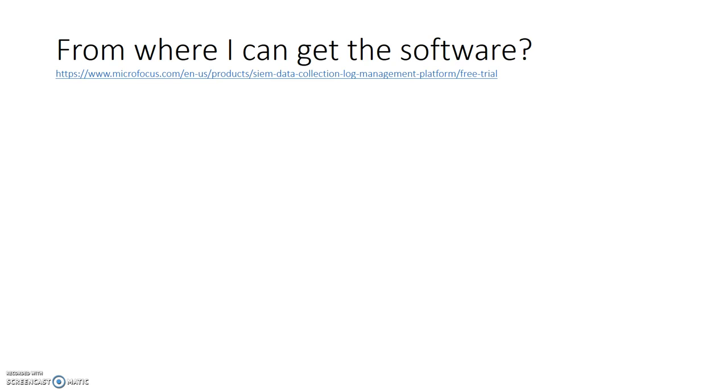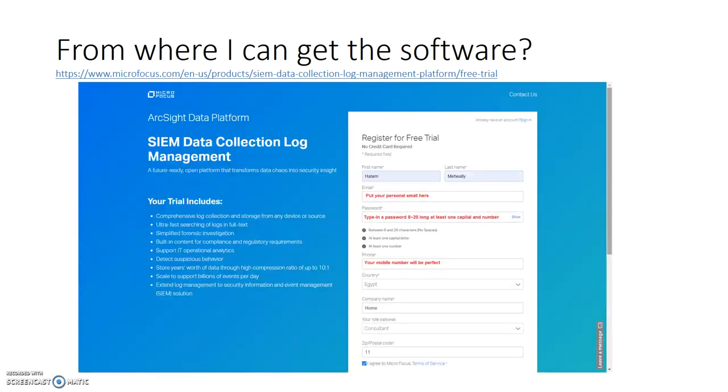en-us/products/SIM data collection log management platform/free trial. If you go there, you will get a registration form like this one. You have to put your information. Here I put my first name, last name, and then you can put your personal email. Choose a password from 8 to 20 characters long, with at least one capital and number. Your mobile number will be perfect. And I'm from Egypt. I put my company name as home, anything. So just a very simple registration.